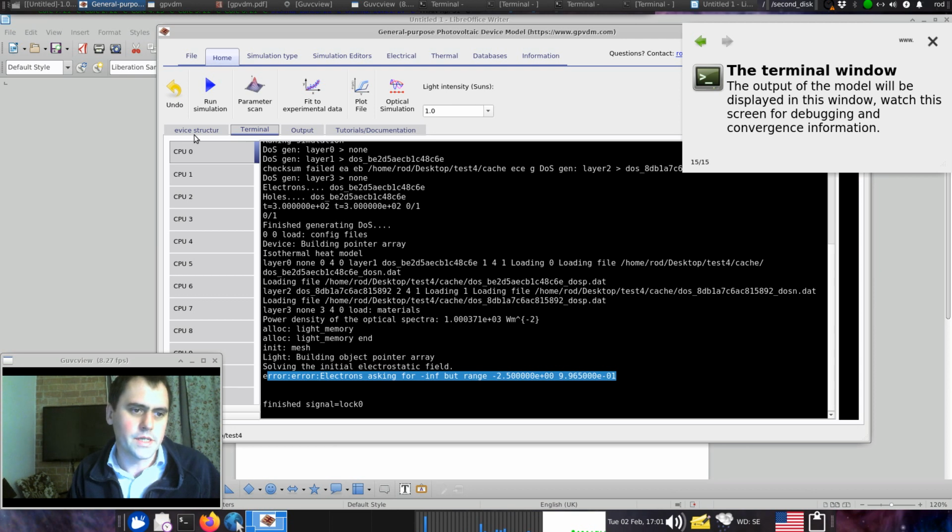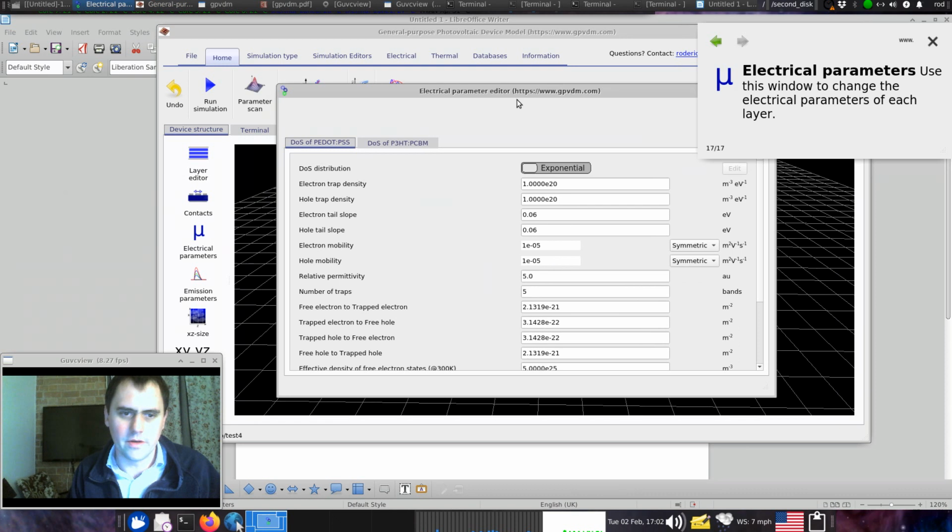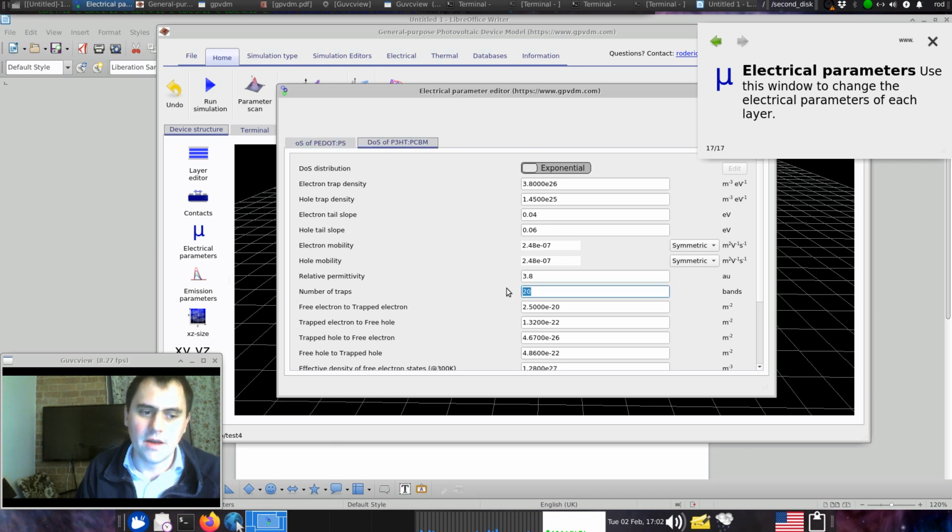So why is this? Well, let's look at the electrical parameters and see what's going on here. The first thing we notice is that the number of trap states is 5 here and it's 20 here. It's just a fact, and I've probably got to change this somewhere sometime, but the number of traps in each material layer must be the same or the simulation will simply not work.